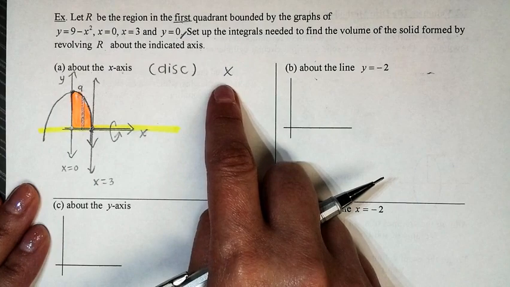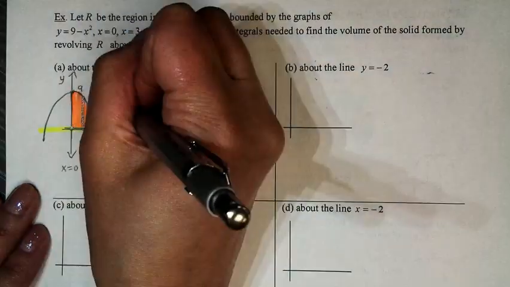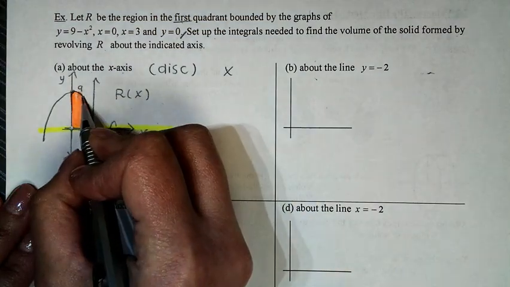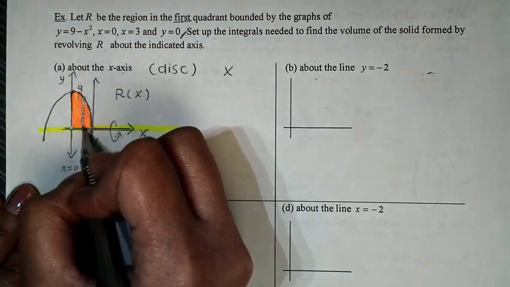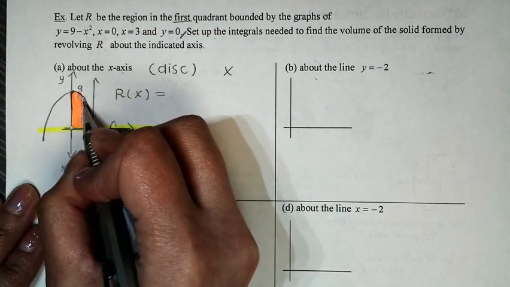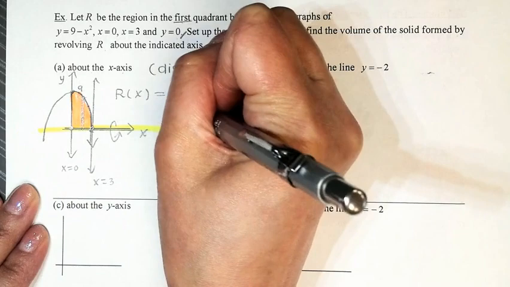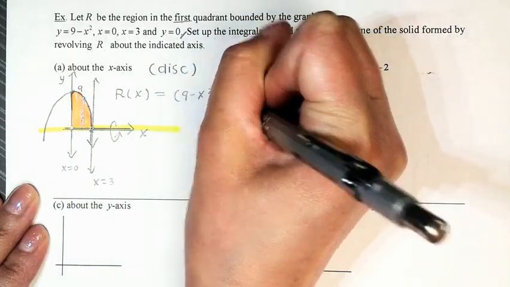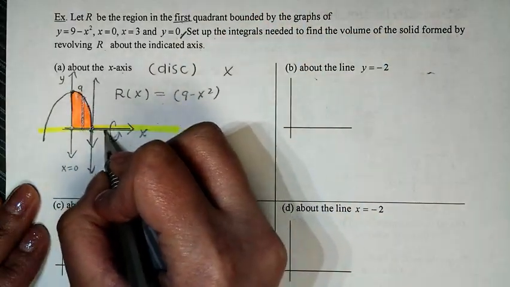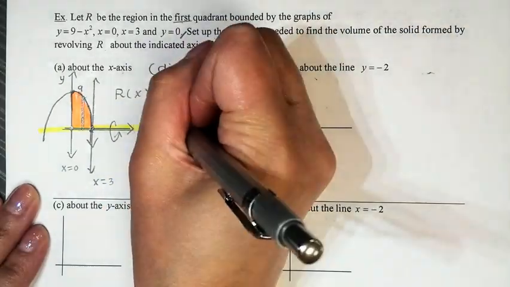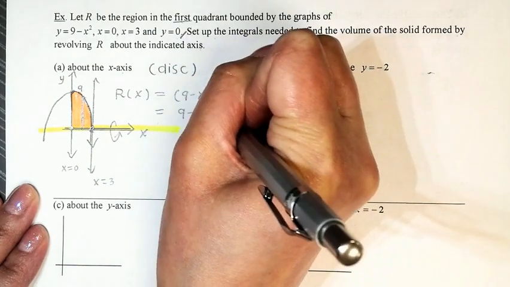So the first thing that I ask you to find here is the radius, the big radius. For finding the radius, it is the distance between this, okay? The top of this one is going to be the equation, a quadratic function, 9 minus x squared, and the bottom is going to be y equals 0. So this is going to be your r of x. You can see that r of x is going to be 9 minus x squared.